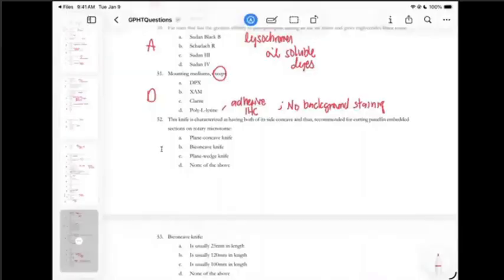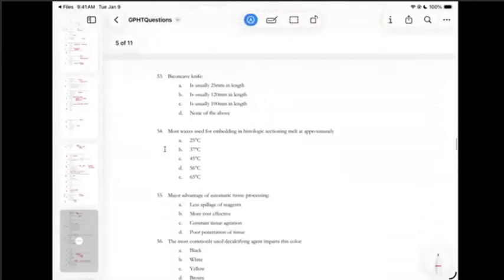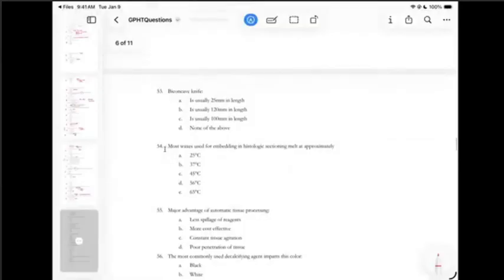Number 52: this knife is characterized as having both sides concave and very recommended for paraffin section. So this is your biconcave knife. So 52, letter B. Yung biconcave knife, yan din yung longest, mahaba siya, 120 millimeters. Number 53, related to 52, the biconcave knife. So that is letter B, 120 millimeters in length.